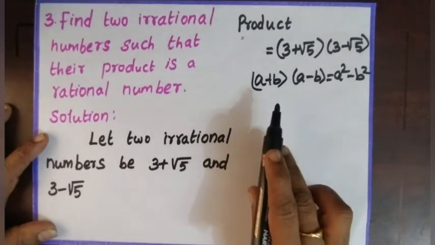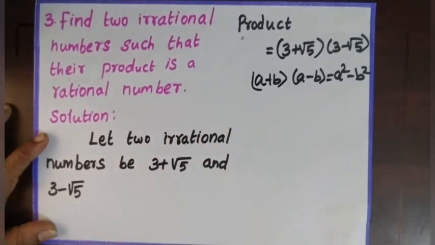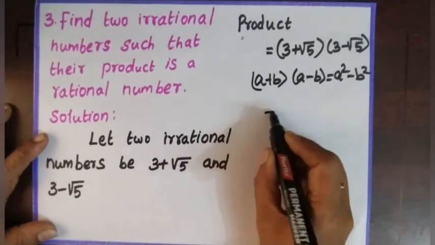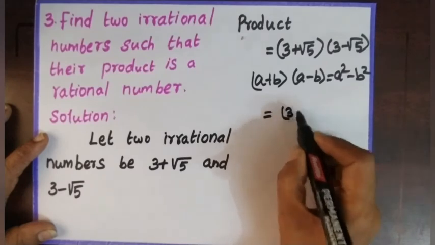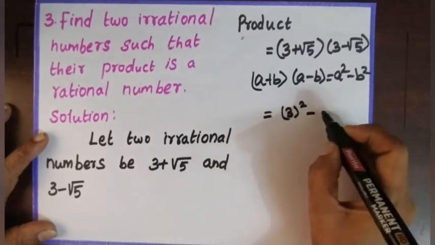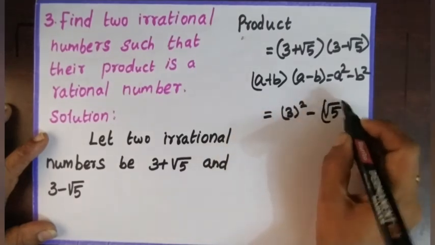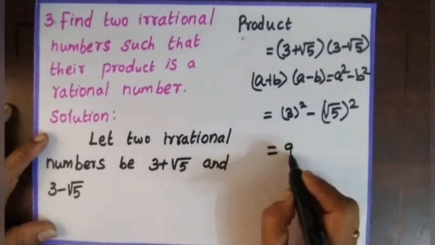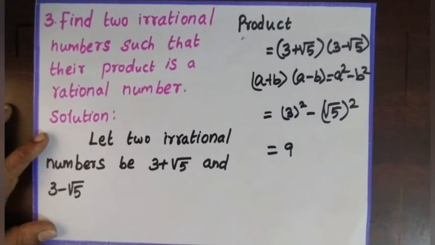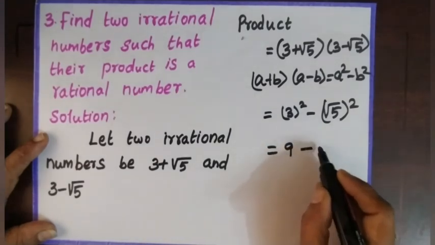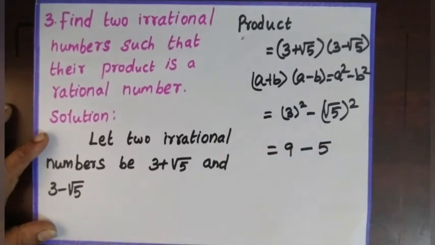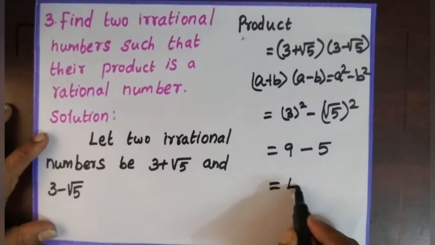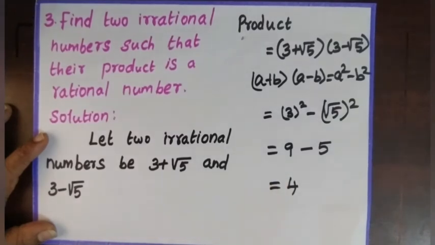In the place of a, we have 3. In the place of b, we have root 5. So, we get 3 the whole square minus root 5 the whole square. 3 square is 9. Root 5 the whole square is 5. 9 minus 5 is 4, which is rational.